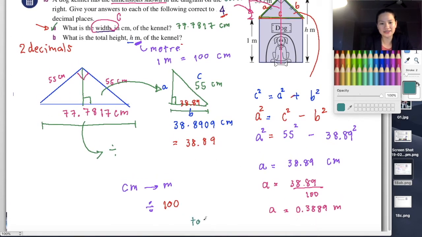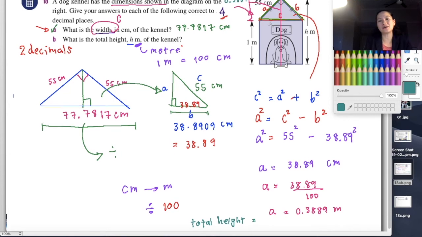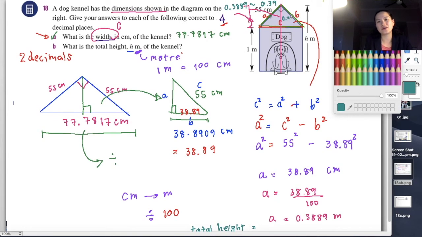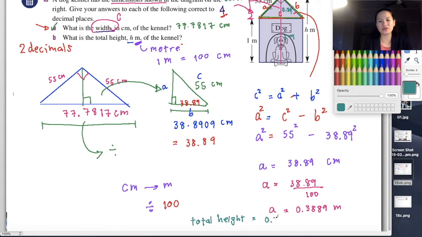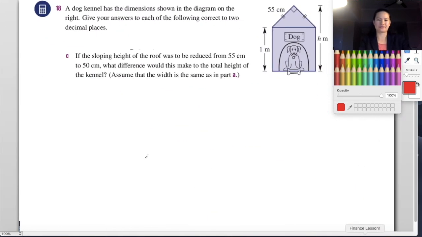So your answer could be like this. Total height equals, on the top, how much on the top here? 0.39 plus 1 meter. So it's going to be 0.39 plus 1 is equal 1.39 meter. And this one is your answer. Oh, good, yeah? Alright, before we go next, how about we go to C? The same picture, but for C.